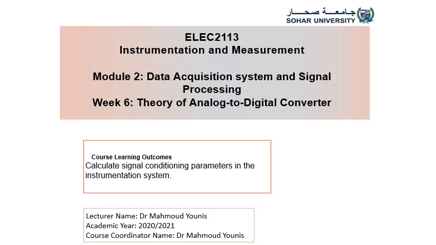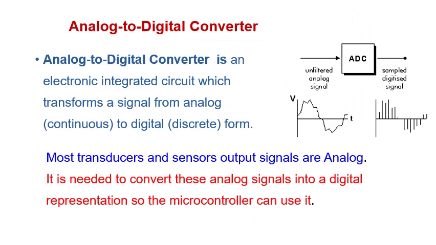Hello dears. This week we are going to discuss the theory of analog to digital converter. Analog to digital converter is an electronic circuit which has an analog input and the output will be digital.